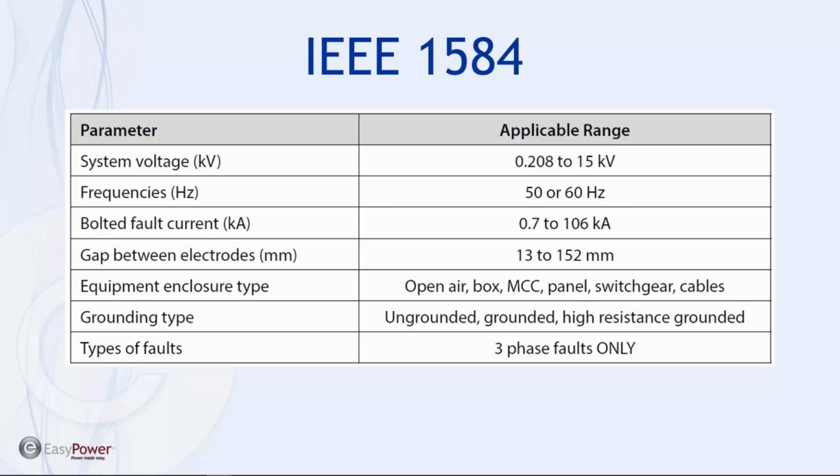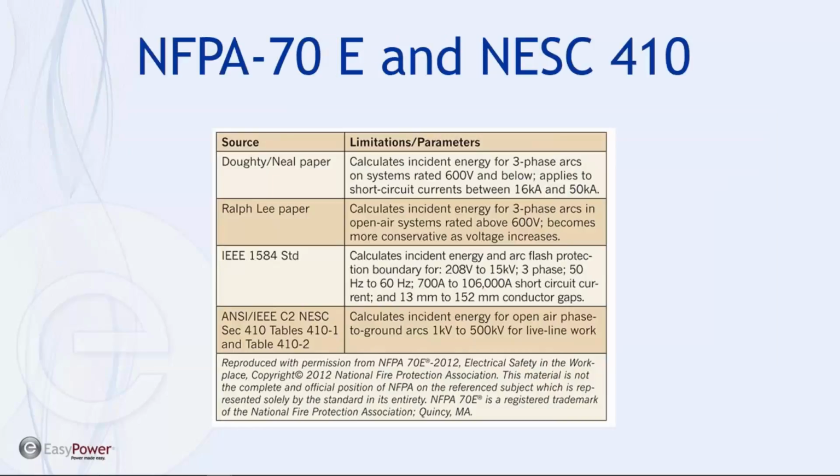So the parameters within which the IEEE model is applicable is this matrix right here, and utility companies often have to address situations that lie outside these boundaries. For instance, system voltages may be well above 15K, available bolted fault current may be well above 100,000. The gap between electrodes may exceed 152 millimeters, and then the type of faults, the IEEE model only deals with three-phase faults, and that's not the case in most utilities.